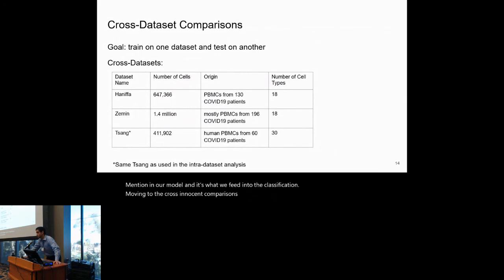Moving on to the cross dataset comparisons, we decided to include two additional data sets, which I term Hanifa and Zumin. These are much larger than the intra data sets, and they comprise 18 different coarsely defined cell types, and they are COVID cell atlas data sets. And so the idea, again, here is to train on one data set and test on another.